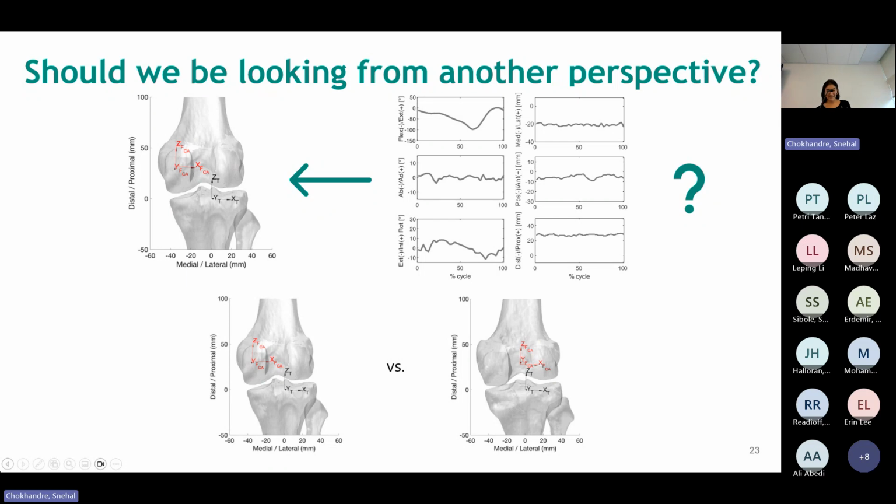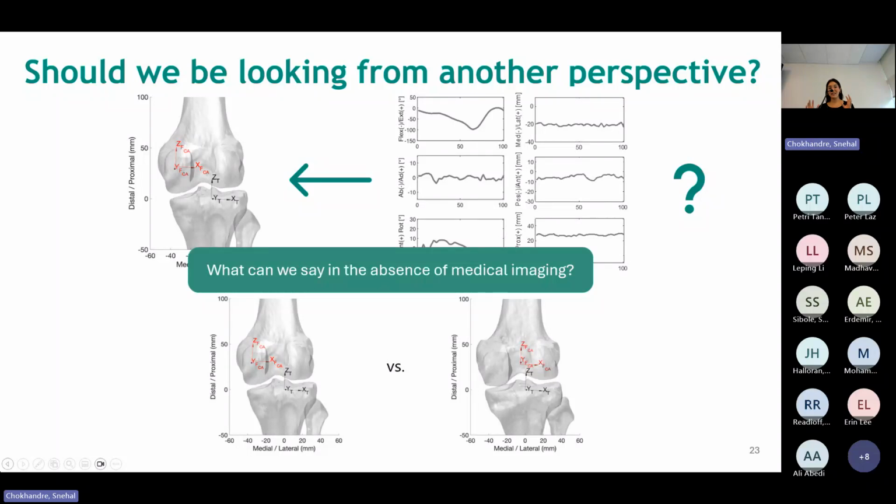And that's not all of it, because that's assuming we can do this based on medical imaging. What do we do in the absence of medical imaging? Because at least in my area in gait analysis, most gait analysis studies don't have medical images. They're doing marker-based, marker-less, IMUs. They don't have CTs, X-rays, or MRIs. So what can we even say about the kinematics then? I'm not really sure yet, to be honest.